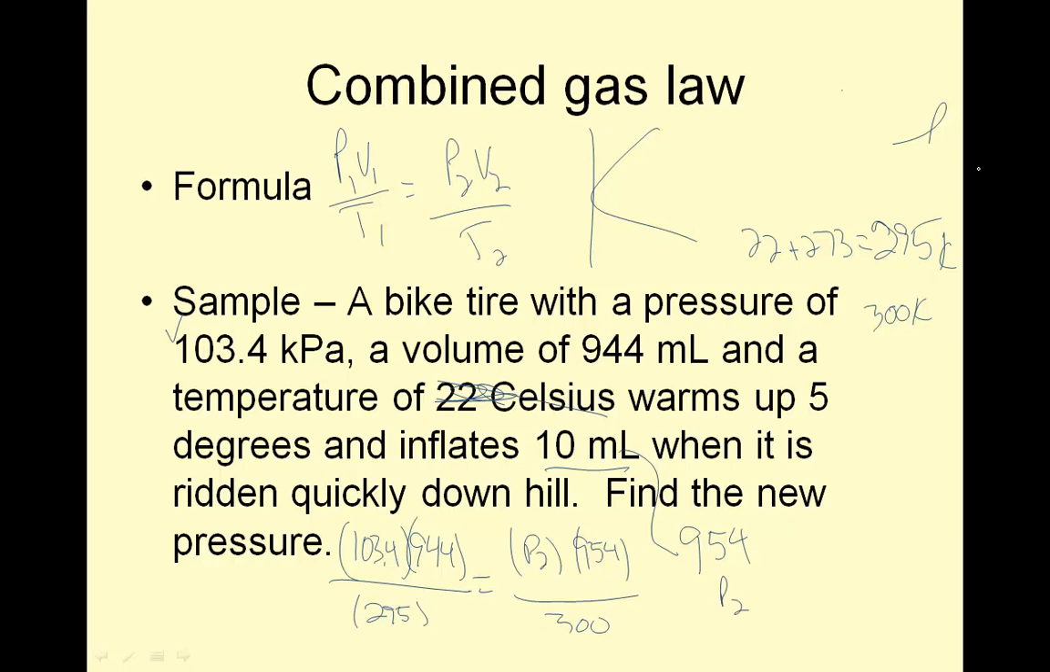P2 equals, calculators assemble, 103.4 times 944 divided by 295 times 300 divided by 954 is 104.1 kilopascals. So notice the pressure went down a little bit. The volume got bigger, which would reduce the pressure. The temperature went up, which would increase the pressure, but the volume change won.